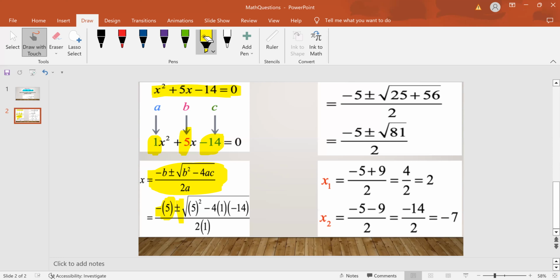We have the plus minus, and I have a square root of B squared. We say that B is 5, so B squared will be 5 squared. And again, we use parentheses to avoid mistakes. Minus 4AC. So 4 multiplied by the A value, which is 1, and the C value is negative 14. Again, very, very important. Everything divided by 2A, so 2 multiplied by the A value. So far, so good. Okay, the rest is a calculation.